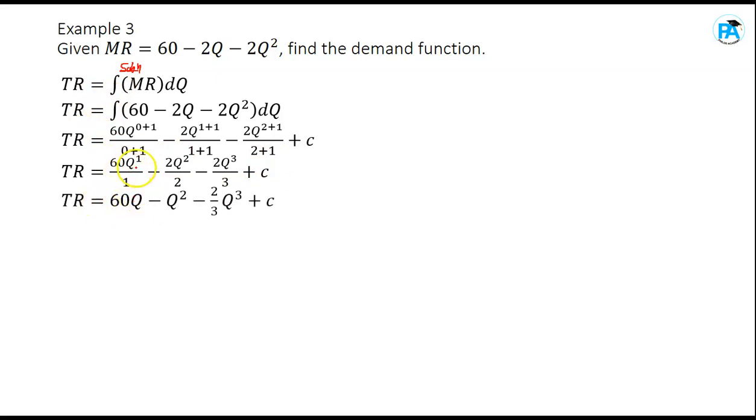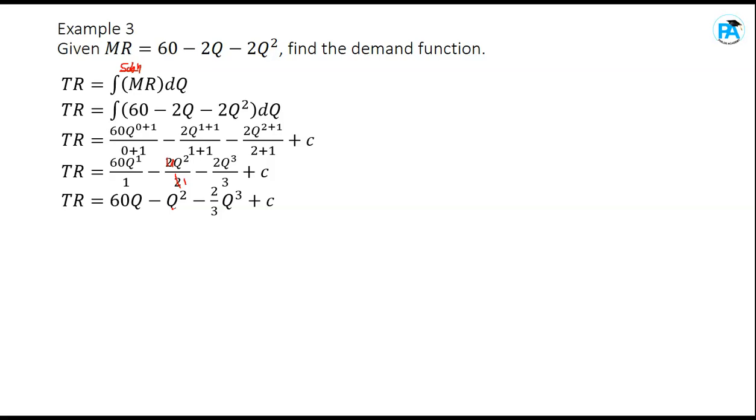So this gives us what? 60Q, because 60Q exponent 1 gives you 60Q, divided by 1 is still 60Q. Minus, now take a look at this. This 2 goes into itself 1 and goes here 1. So it becomes 1Q exponent 2. And 1Q exponent 2, 1A is the same as A, so there's no need writing the 1. It's still Q exponent 2.